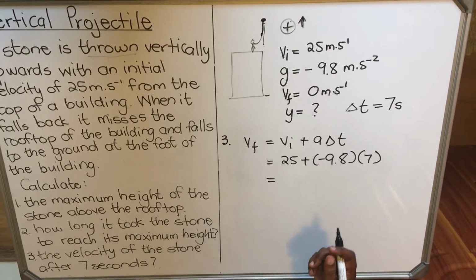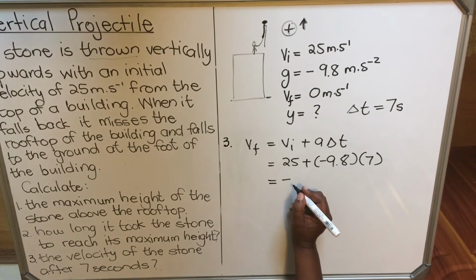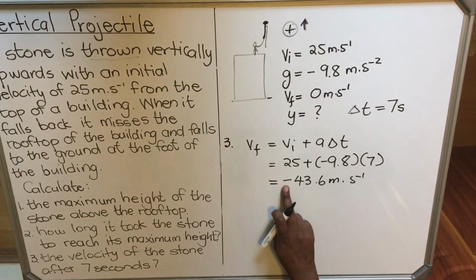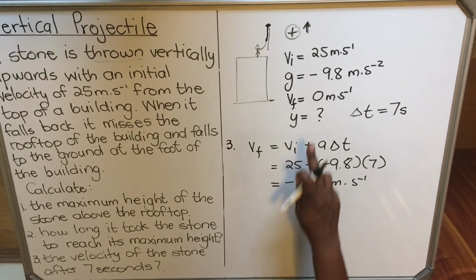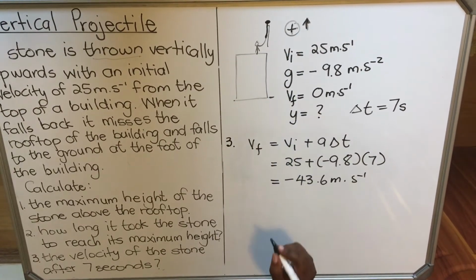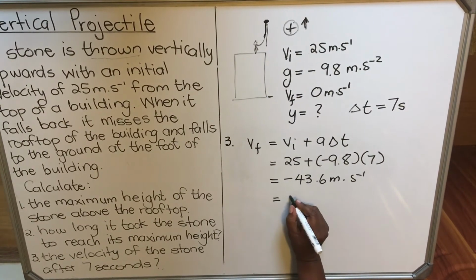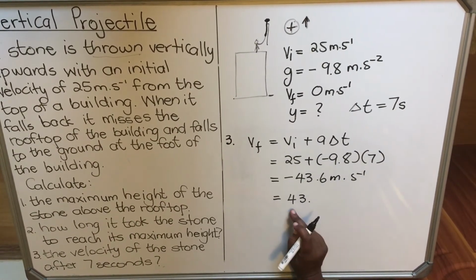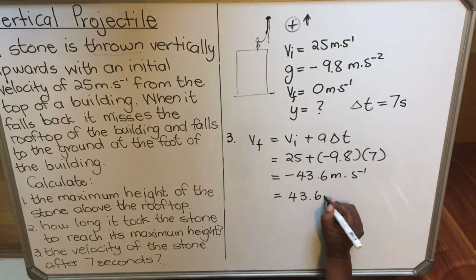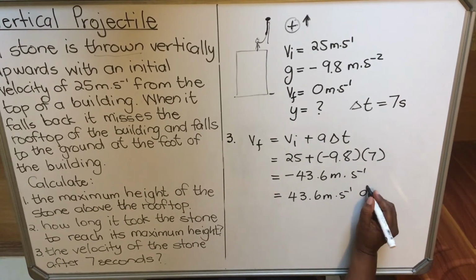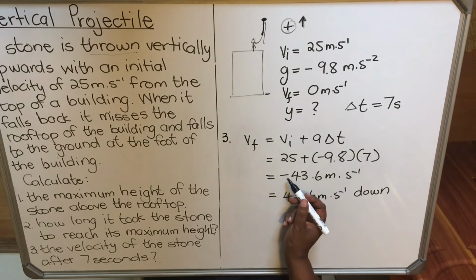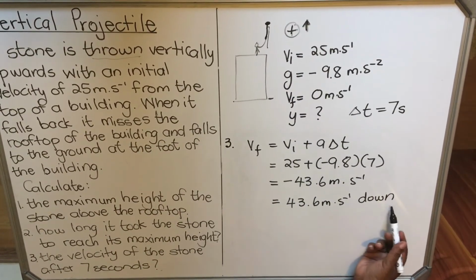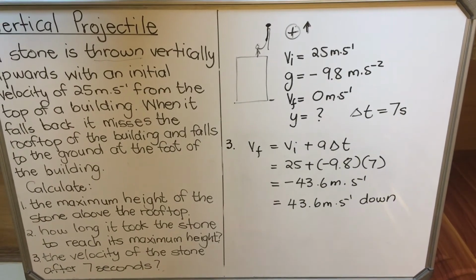Then our answer is negative 43.6 meters per second. What does negative mean? You remember we chose going up as positive. So it means our final velocity after 7 seconds, that stone will have a velocity of 43.6 meters per second, but it will be going down. That negative is telling us that it's going down because we chose going up as positive. You have to write that in your answer. Let's look at the next question.